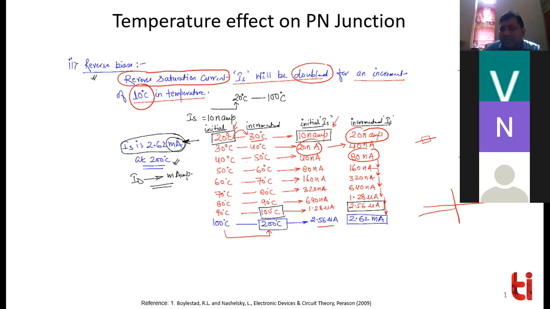It's not that only temperature is needed, but you don't want to increase the reverse saturation current. Why you don't want to increase the reverse saturation current? Can anyone tell me why we don't want to increase the reverse saturation current? Can anyone tell me कि क्यों हम रिवर्स सैचुरेशन करंट को बढ़ाना नहीं चाहते?